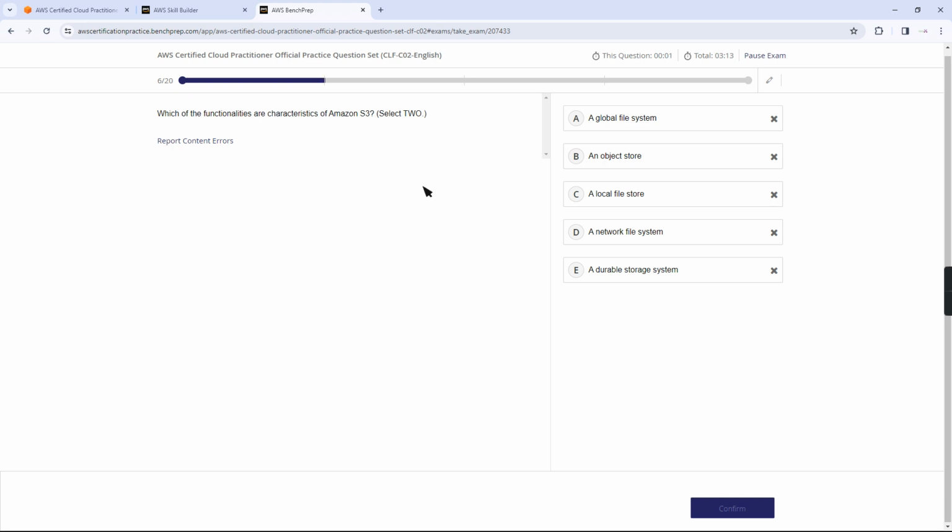Moving on. Which of the following functionalities are characteristics of Amazon S3? Global file system, no. Object store, correct. Local file store, no. Network file system, no. Durable storage system is correct.